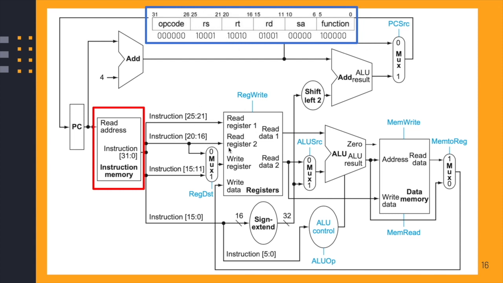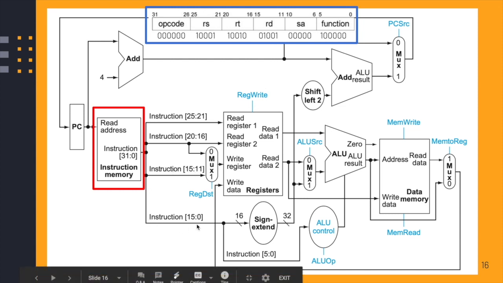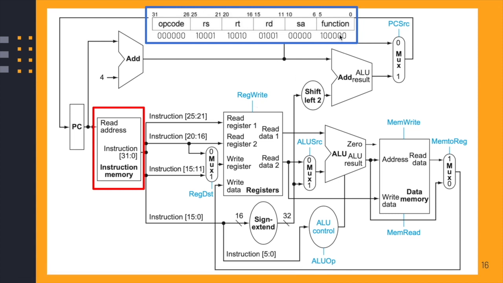The read register 1 and the read register 2 are the RS and the RT. So I want to retrieve their values from where? The register file. As you can see here, we got instruction from 11 to 15, which is the RD, which is 01001. So on this line, we will have this value 01001 moving. And finally, the decode will end here, with the instruction from 0 to 15. It contains the function, the SA and the RD.